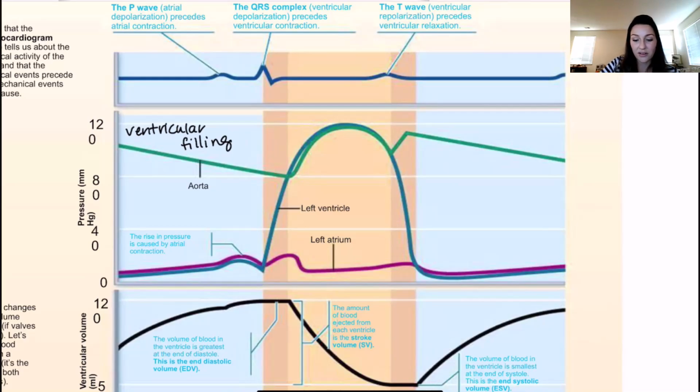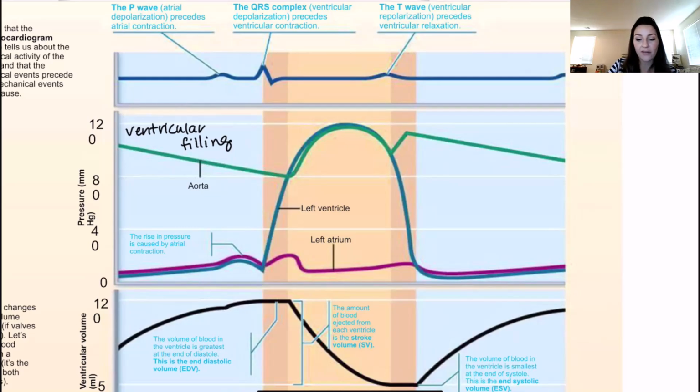All the valves are closed because we have the semilunar valves closing there. All the valves are closed. That's the isovolumetric part. And the ventricles are now back to diastole. They're relaxed. But that means that we start all over. And our ECG starts all over. And our ventricles start to fill again because we're back at ventricular filling. You see what I mean?